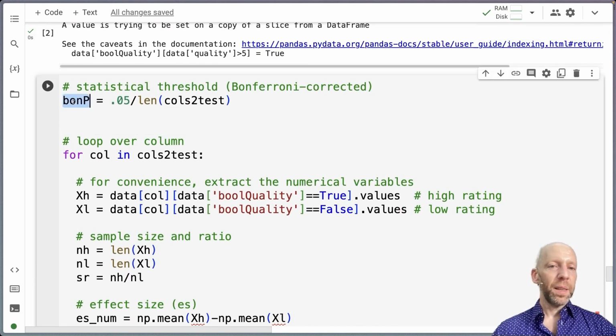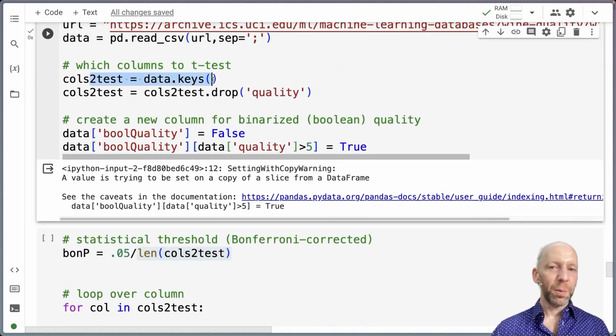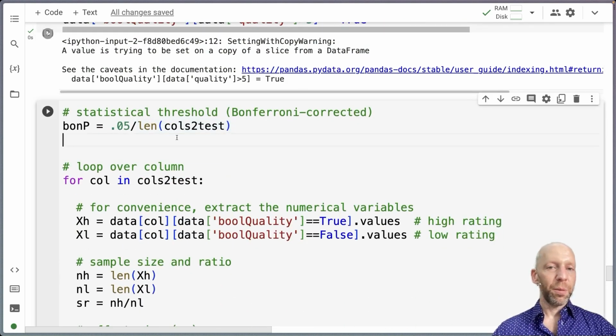Okay, so here is the alpha threshold. It's 0.05 divided by the length of this variable, columns to test, which is basically all the columns that we will use as the dependent variables. So it's the number of tests that we will perform here.